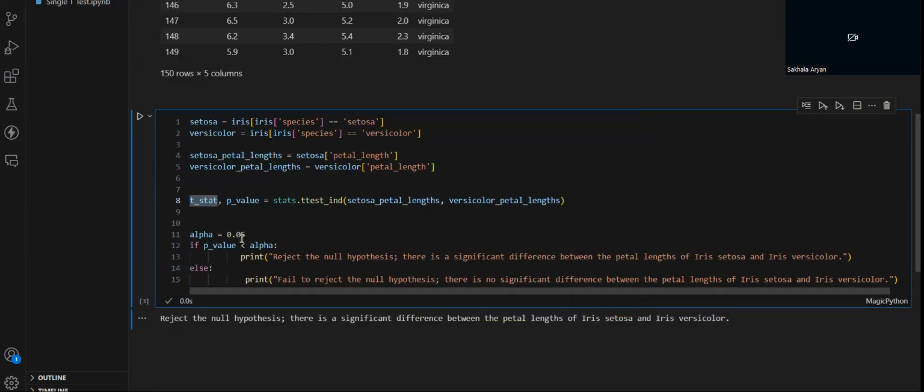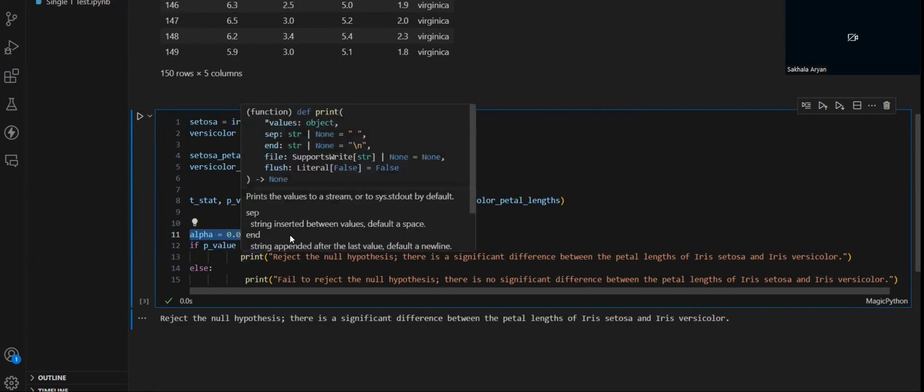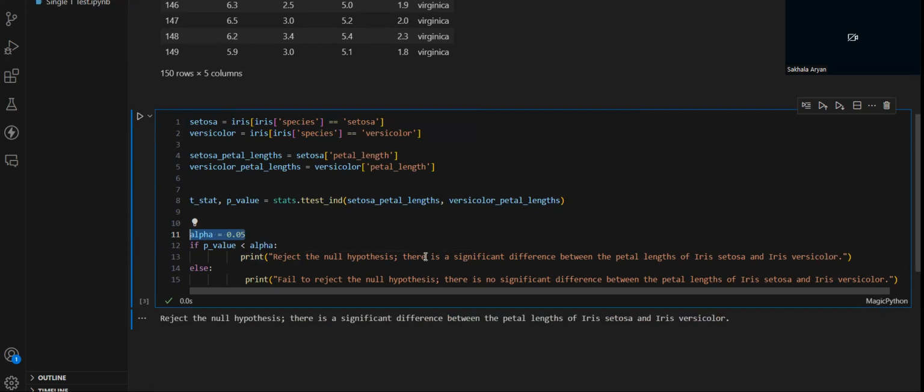Again it will give me two values, p-value and t-stat. Again, I'm saying if my p-value is less than alpha, which is again 0.05 in this case, you can change it according to your dataset, but widely accepted is 0.05. If my p-value is less than alpha, I'm rejecting the null hypothesis, which is that there is no significant difference between the petal length of two groups. In this scenario, there is a significant difference, so I'm rejecting the null hypothesis.